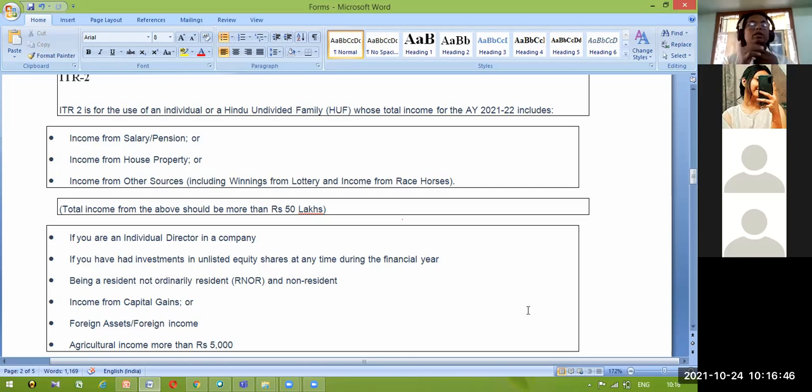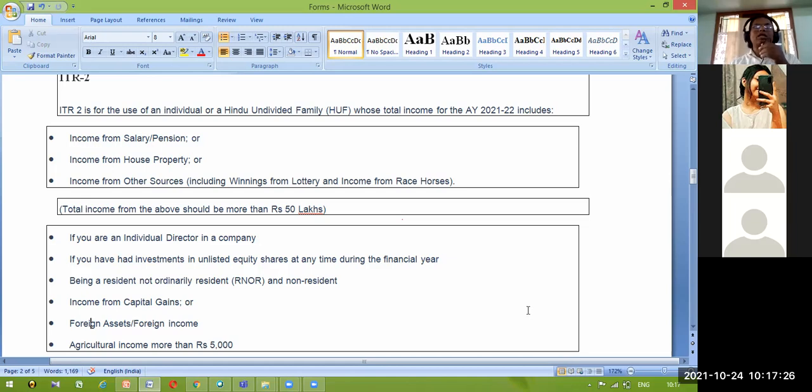Very simple. Then resident but not ordinary resident and non-resident. Very clear this point. If you are a resident and ordinary resident, go for ITR 1. If you are a resident but not ordinary resident, or if you are a non-resident, in this case, you have to come to ITR 2. So see, these things are very easy to understand, and please remember, I have already told you there are 3 types of residents: resident and ordinary resident, like you and me, resident and not ordinary resident, some people who keep on going to foreign countries.